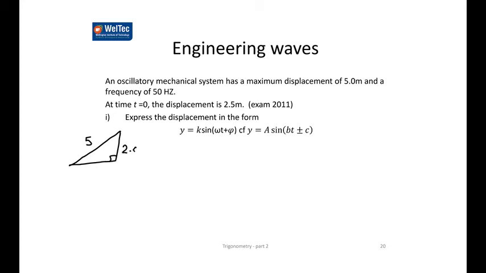So you have a rotor arm, if you like, on the flat. When it starts, it's already gone 2.5 meters. And you're asked to express the displacement in the form y equals a sine something or other, plus or minus something. Okay, so we've got that a is 5, that's easy, that's the amplitude. And then the angular velocity, omega, is going to be 2 pi times f. And we're told that f is 50, so it would be 2 pi times 50, which would be 100 pi.